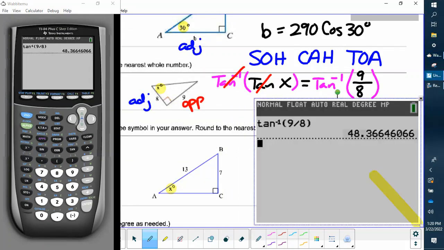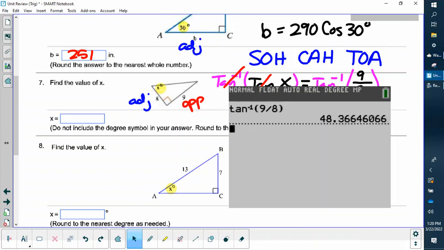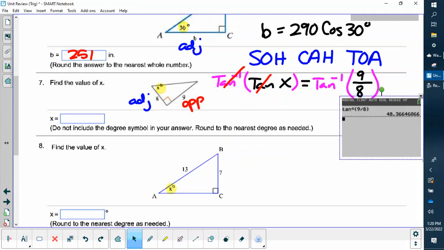Oops. Get rid of this. Let me undo that. Let me shrink this thing down a little bit. I'll put it right there. Okay, it says round to the nearest degree. That means whole number. So I look here and I notice 48.3. I could care less what's beyond the 3. Okay, so that's just 48 degrees. Be careful, it says do not include the degree symbol. Just type in the number.